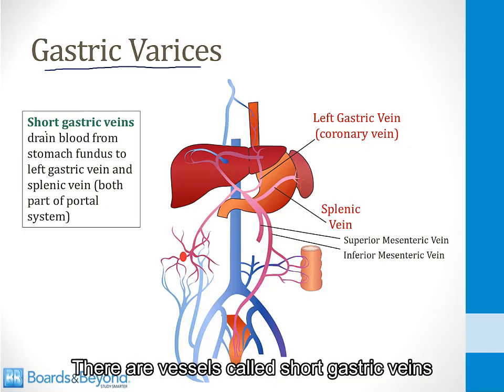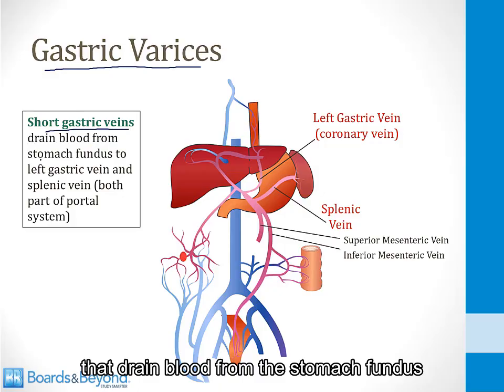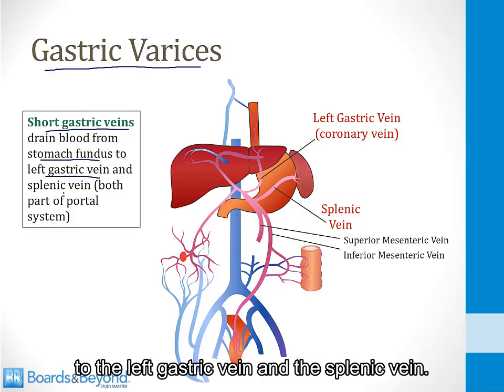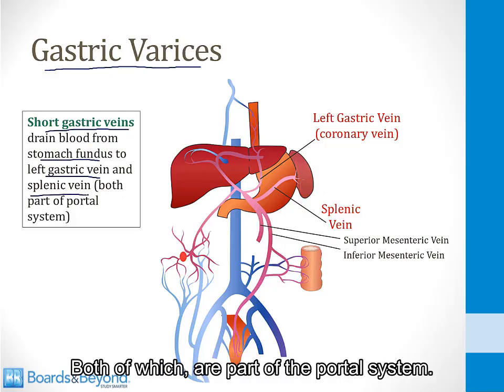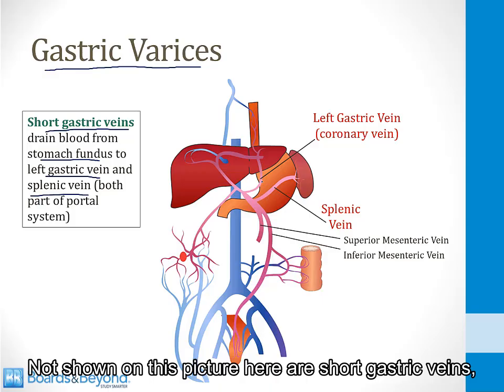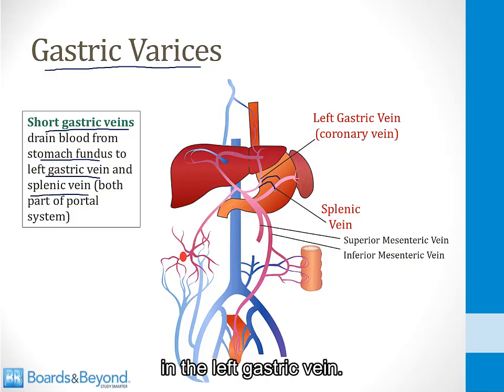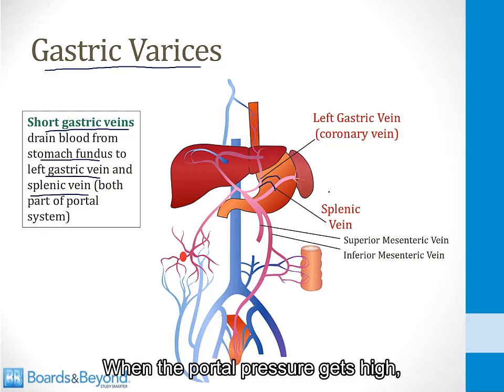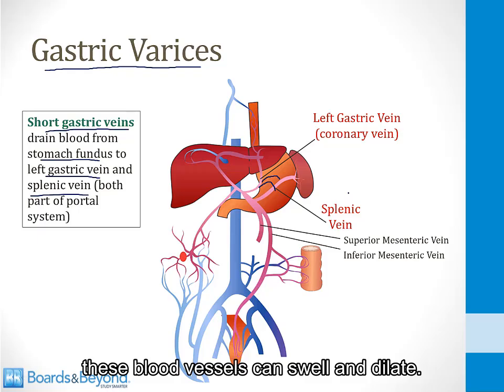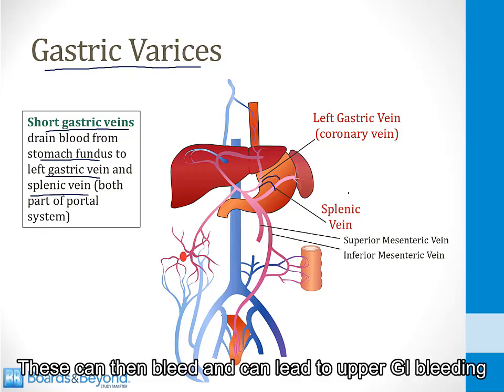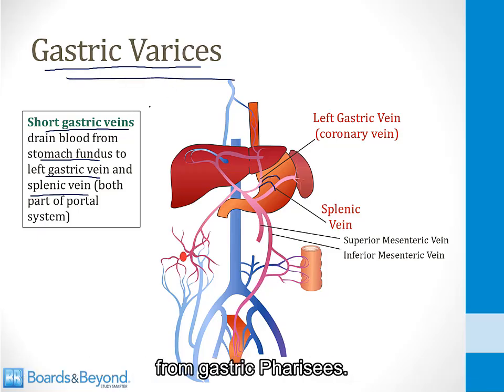There are vessels called short gastric veins that drain blood from the stomach fundus to the left gastric vein and the splenic vein, both of which are part of the portal system. Not shown on this picture here are short gastric veins which connect between the splenic vein and the left gastric vein. When the portal pressure gets high, these blood vessels can swell and dilate. These can then bleed, and that can lead to upper GI bleeding from gastric varices.